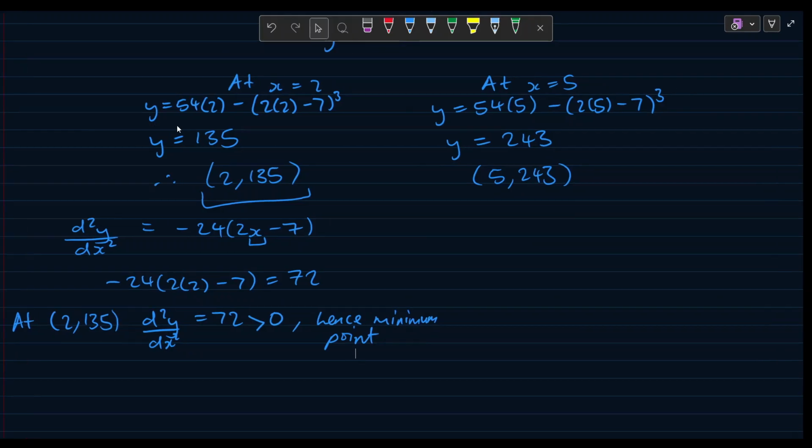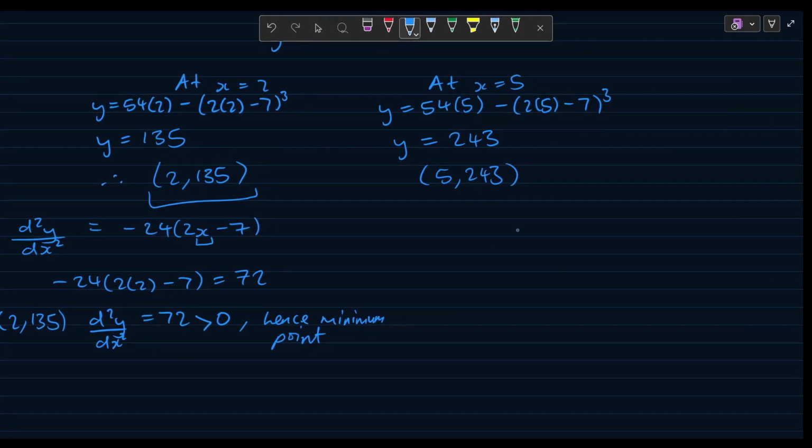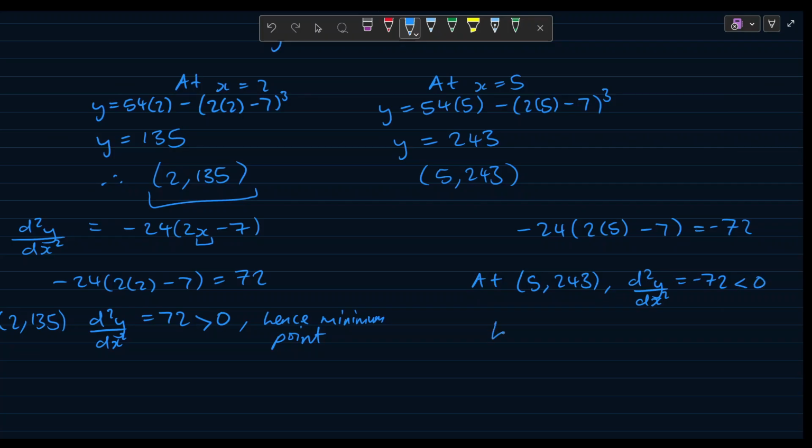So let's do the same for x is equal to 5. That's going to be negative 24 times (2 times 5 minus 7). Punch this into the calculator and you get negative 72 instead. So the second derivative d²y/dx² is equal to negative 72, which is less than 0. So hence it's a maximum point. Alright.